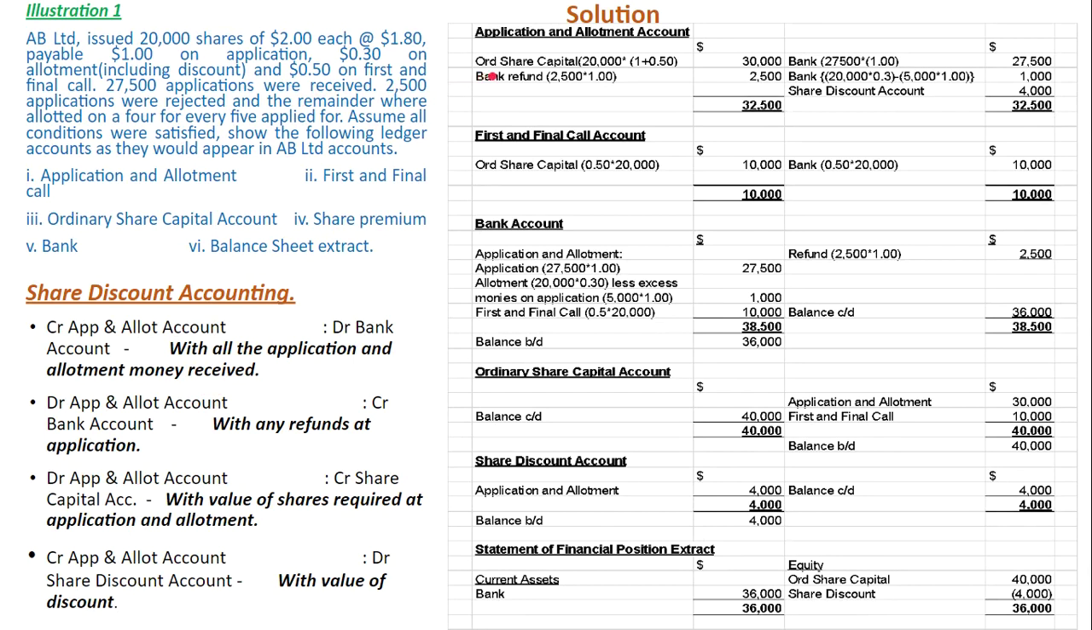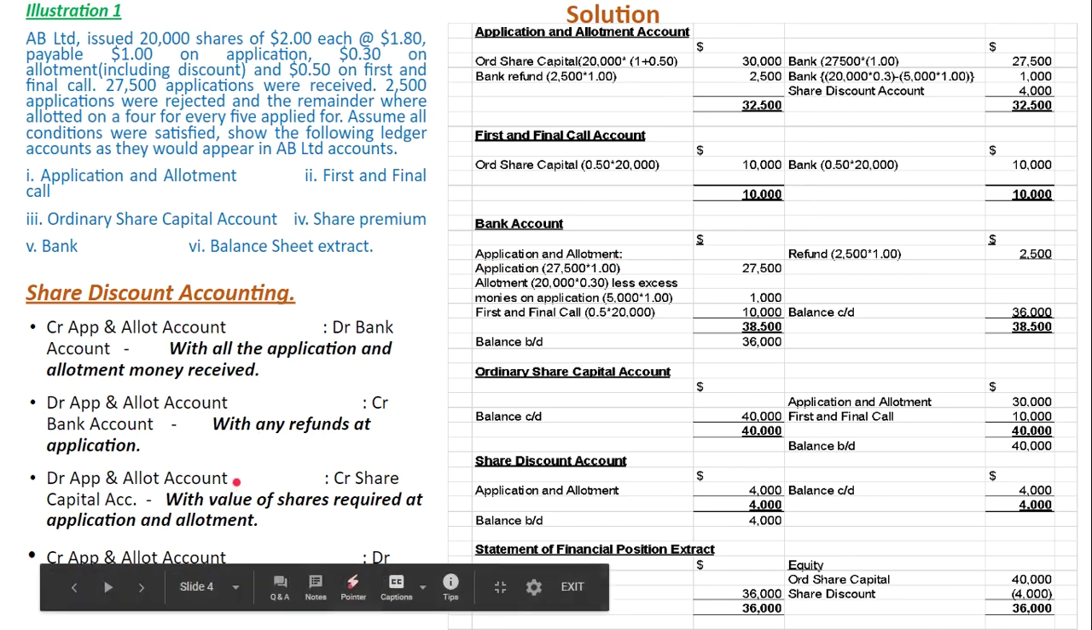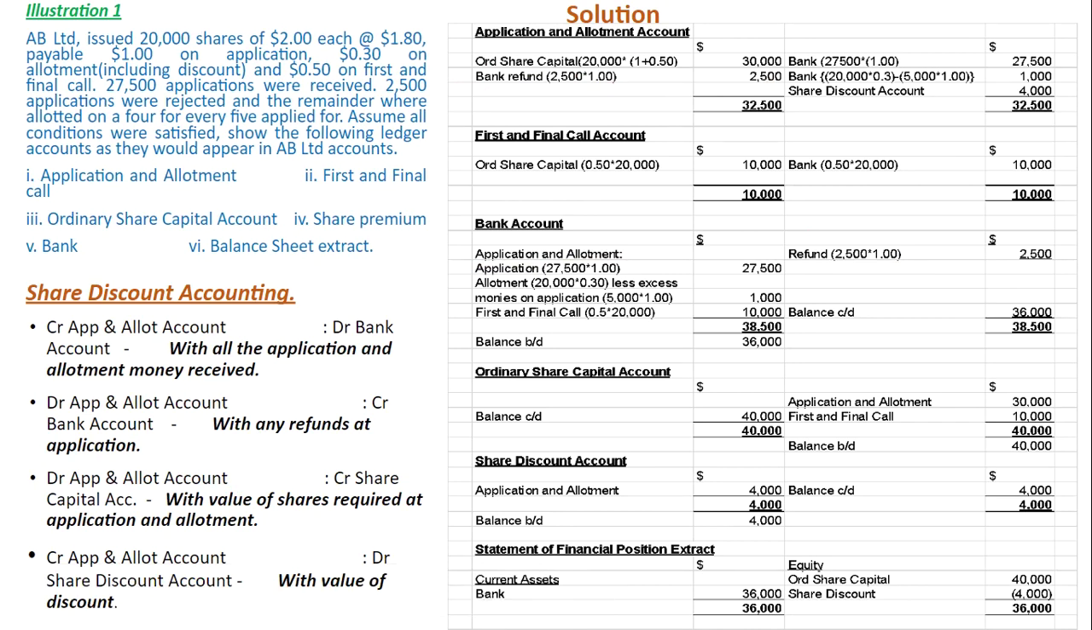So we record on the debit side of the application and allotment account, refunds 2,500 multiplied by $1. $1 is because on application, $1 is what was paid. So we get 2,500. Double entry, we go to the bank account. On the credit side, refund $2,500.